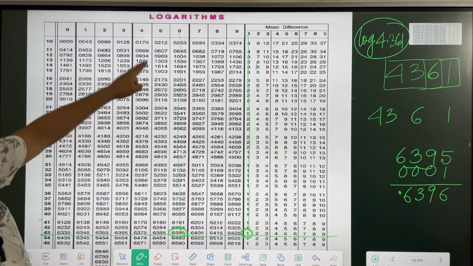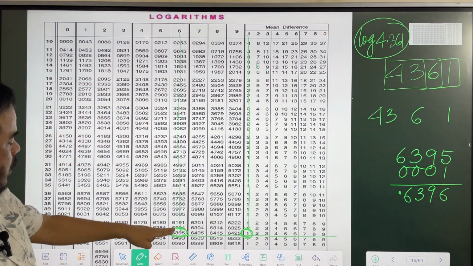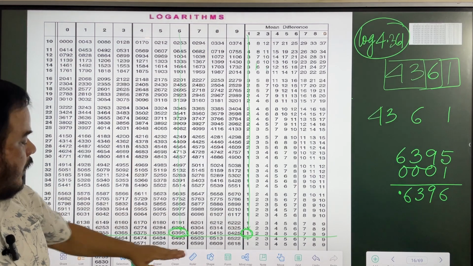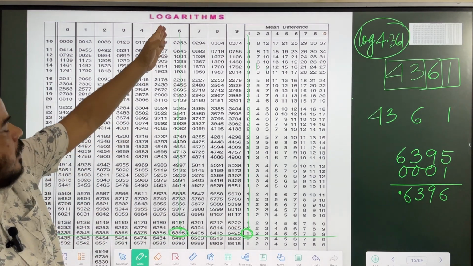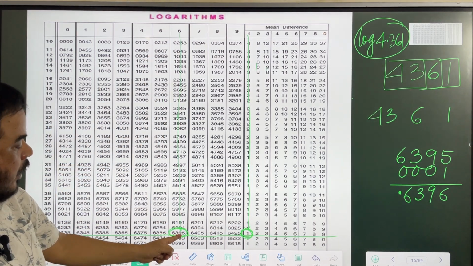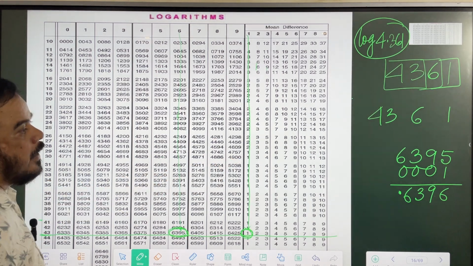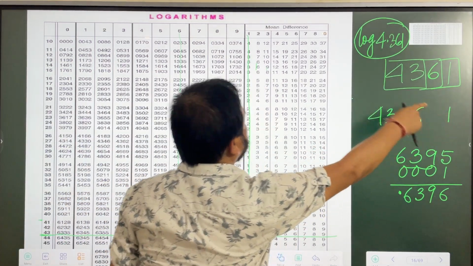43. Next 6. This is the line of 43. This is the line of 6. So touching here, 6395. So I have written 6395. Then after 6, 1 is there. So we will go to mean difference.